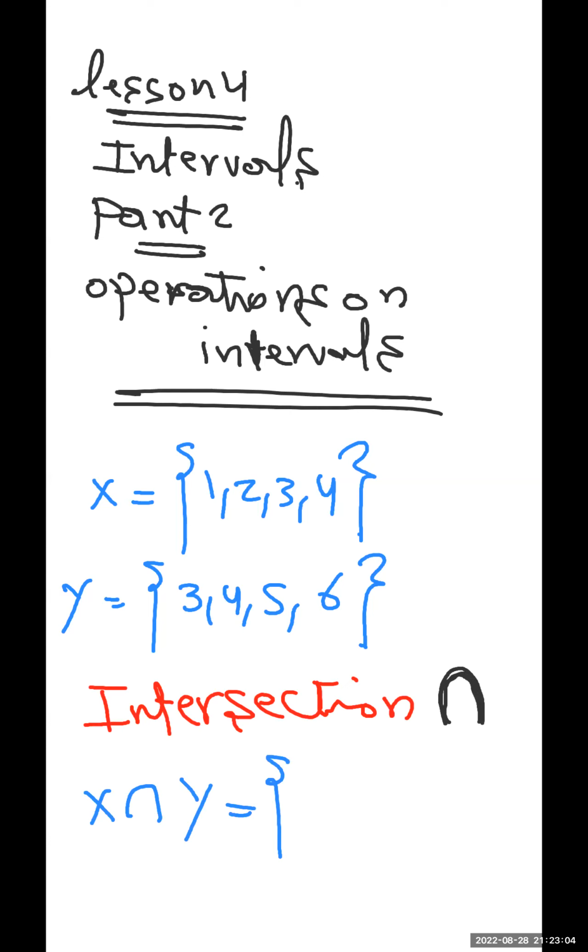So simply, what do you think about that? X intersection Y means 3, because 3 is in the two sets, and 4 also. So the intersection will equal 3 and 4. Correct, guys? Correct. Okay.